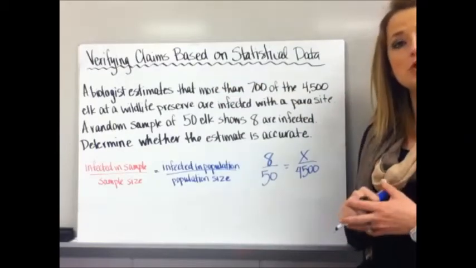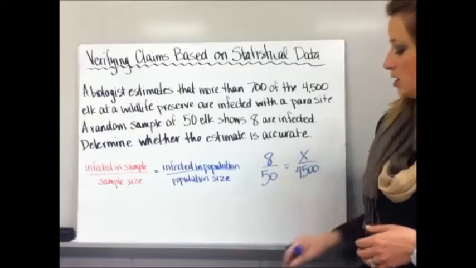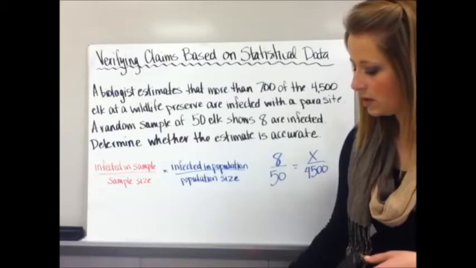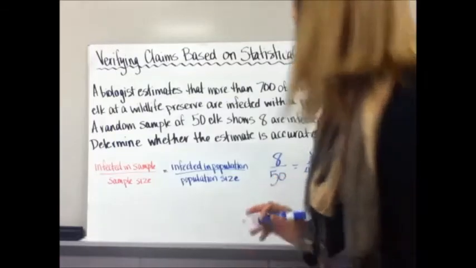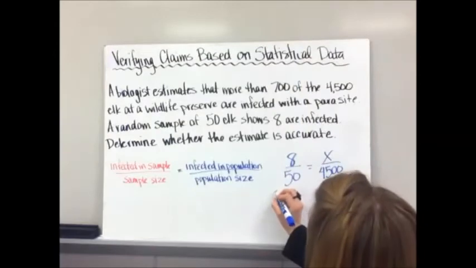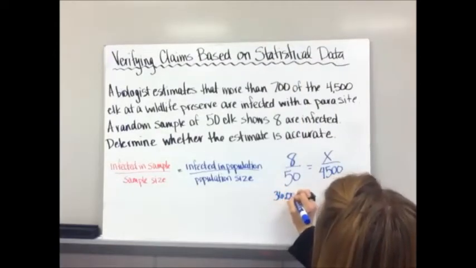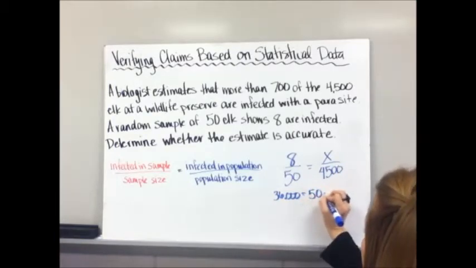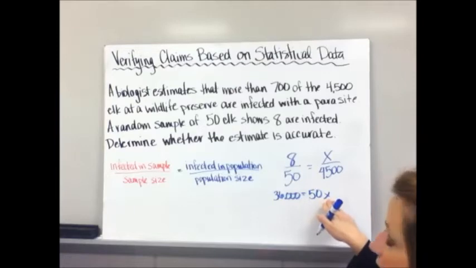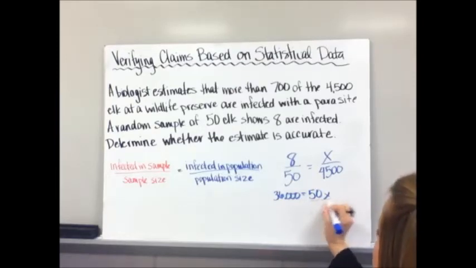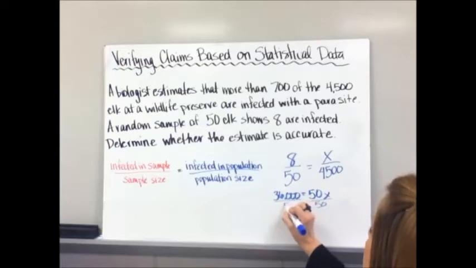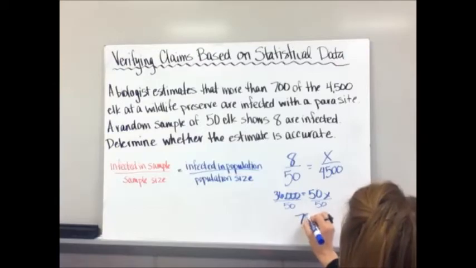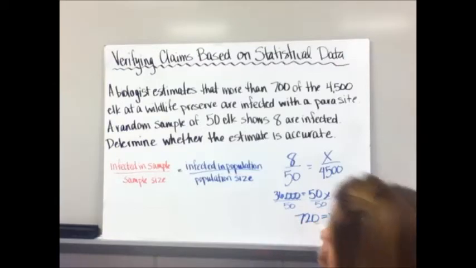If you'll remember from solving proportions, you do this by cross multiplying. So multiply 8 times 4,500, and you get 36,000. I'm going to scoot down here to do this. Multiply the other diagonal, 50 times x, 50x. Now I'm wanting to isolate x, so I'll undo what's happening to that by dividing both sides by 50. And 36,000 divided by 50 is 720.